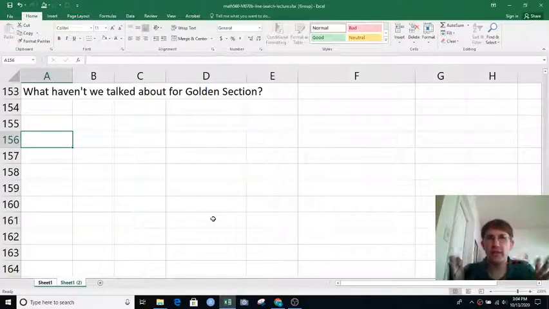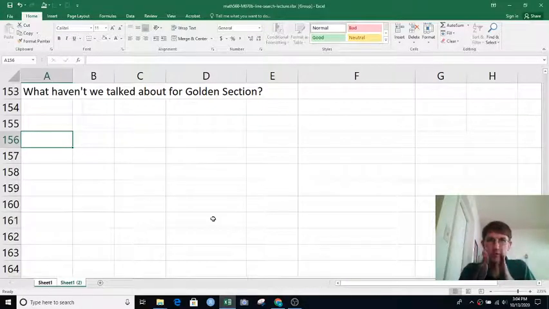So for golden section, it seems straightforward. You have these points, you decide which way to go. What haven't we talked about to get golden section started? Well, we haven't talked about how to get that initial bracket where you know the minimum is within that, right?